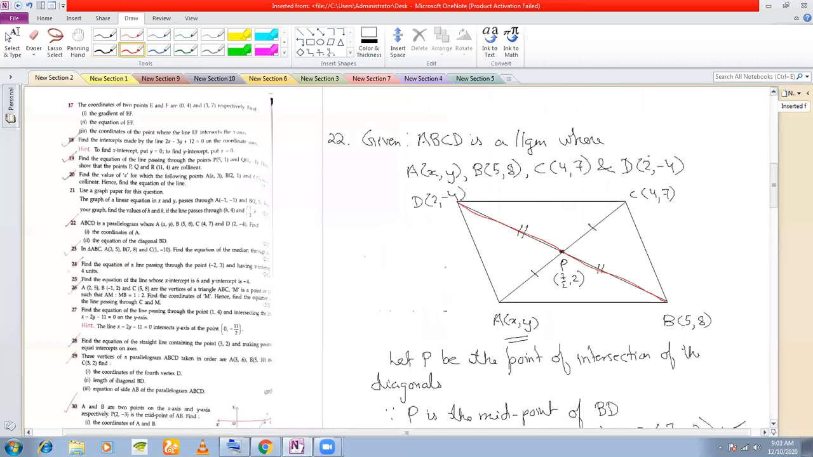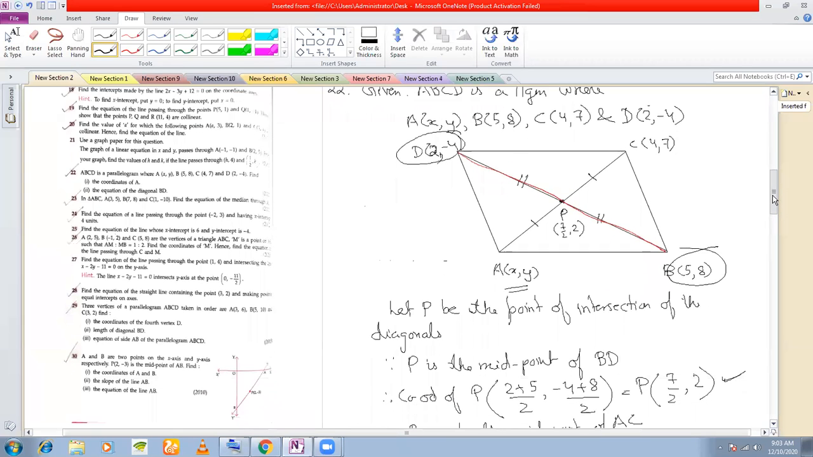So how should we find out the equation of the diagonal BD? BD is a straight line in which you know 2 points. You know the coordinates of D, (2, minus 4). You know this coordinate, and you know this coordinate. And when you know two points on a straight line, which standard form do you use to find out the equation of a straight line? We use the 2-point form, right?